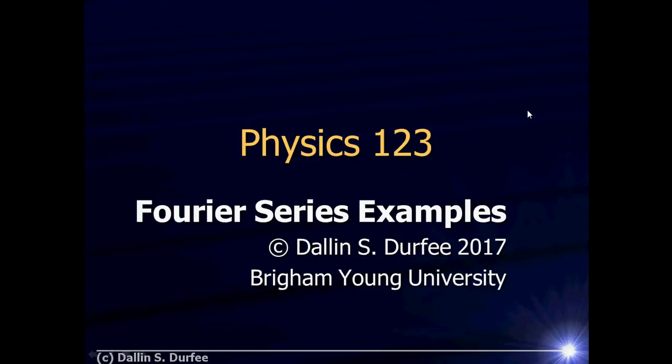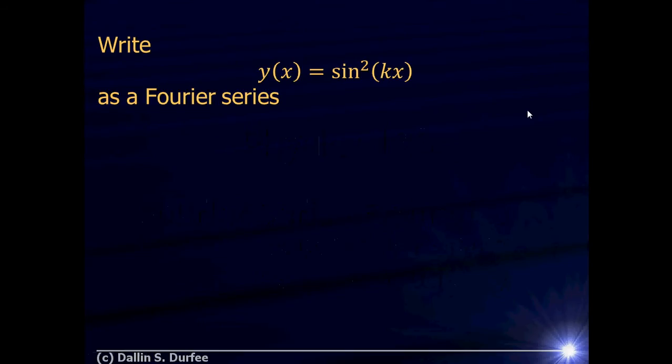Here are a couple examples of doing Fourier series. The first one is, write y equals sine squared of kx as a Fourier series. You might look at this and say, look, it's just a sine wave, right? Well, it's already a Fourier series. But no, it's not a sine wave, it's sine squared.